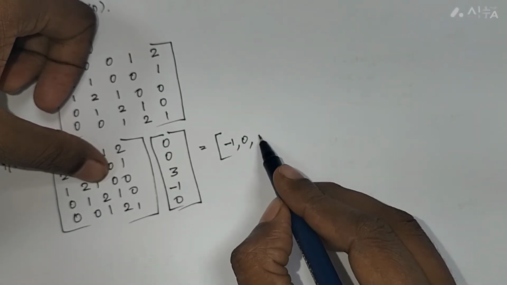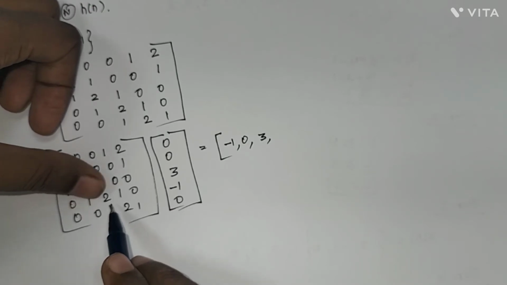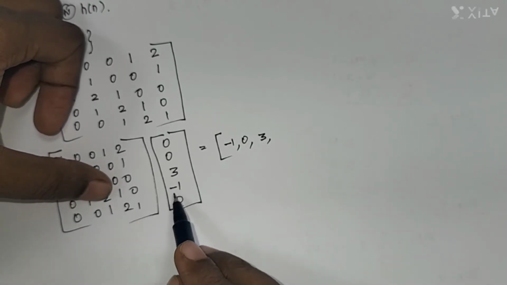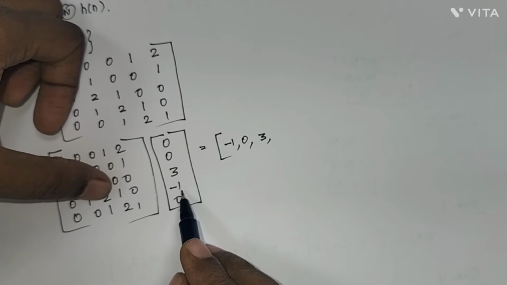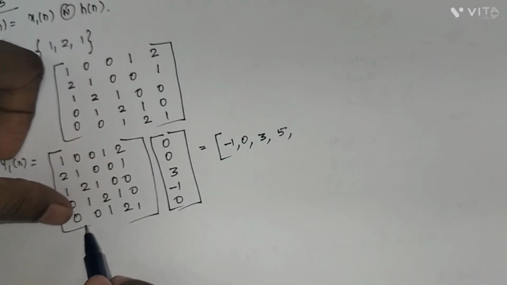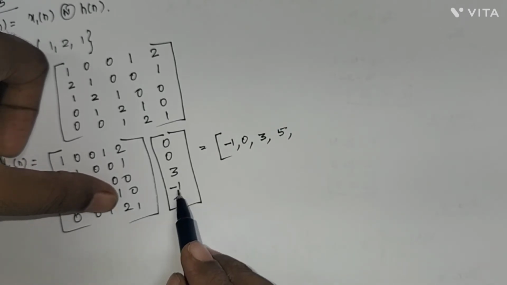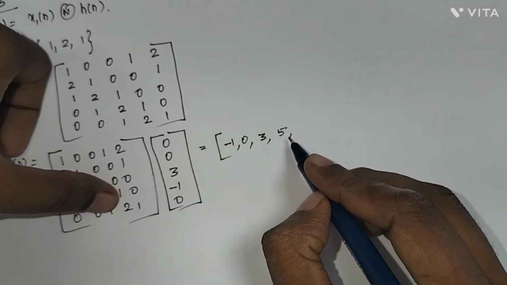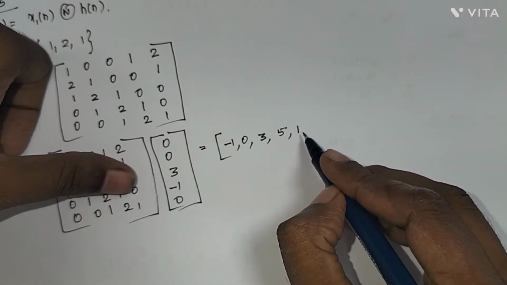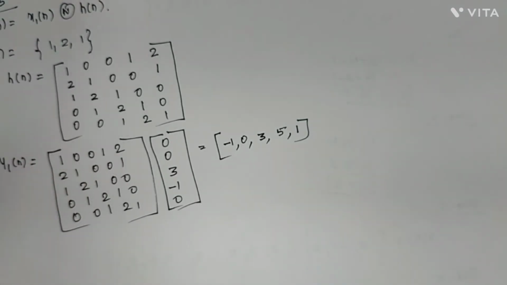And then 4, 0, 0, 3 into 2, 6, and then 1 into 1, minus 1, 6 minus 1, 5. And then this one, 0, 0, 3 into 1, 3, 2 into minus 1, minus 2, 3 minus 2, 1. That's it, 1 into 0, 0. So this is the output sequence for the first block.